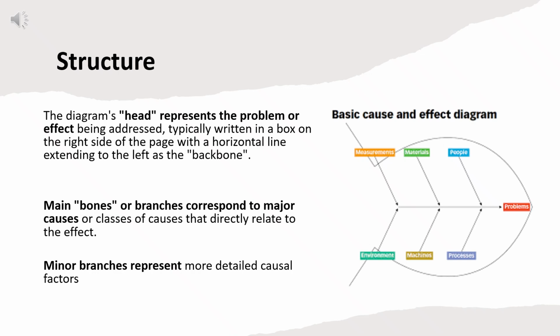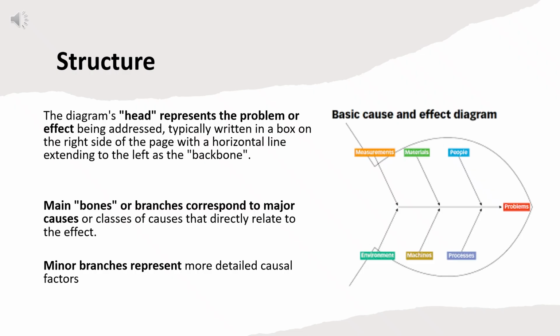Visually, it resembles the skeleton of a fish. The head represents the problem or the effect. It's placed on the right side. The horizontal backbone extends to the left. Major causes branch off as main bones, while minor causes branch off as sub-causes. This hierarchical layout helps teams to break down complex problems into manageable parts for thorough analysis.